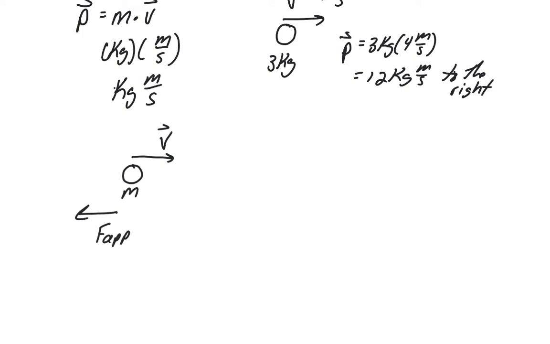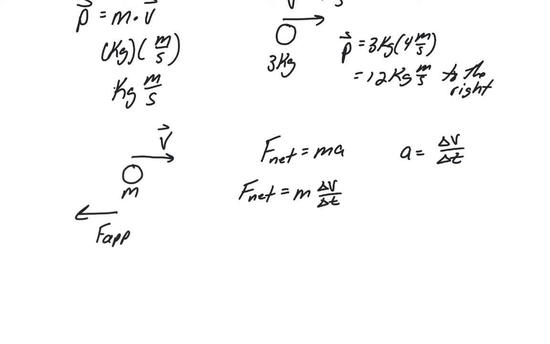So let's go ahead and start with Newton's second law that we often do. F net is equal to mass times acceleration. And let's remember that acceleration is defined as the change in velocity over the change in time. So we can make that substitution, and we can say that F net is equal to mass times the change in velocity over the change in time. And we can reorder that. F net delta t is equal to m times delta v.